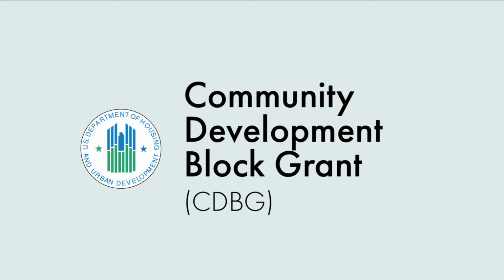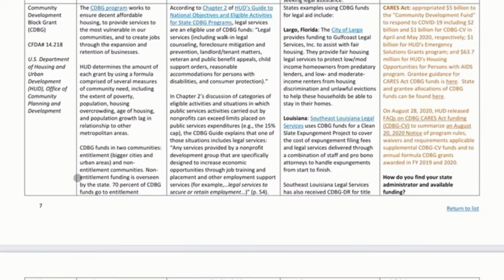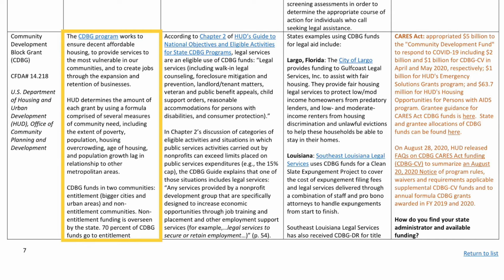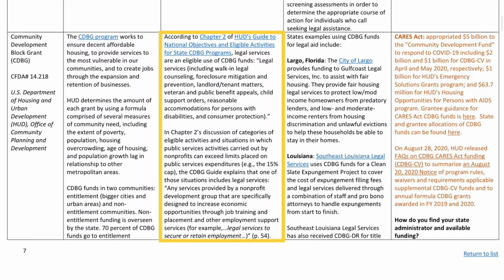Let's look at the Community Development Block Grant, or CDBG. In the second column on the left, you'll find a description of the grant program, the populations it serves, and grant match requirements when applicable. The third column highlights grant guideline language regarding the allowable use of funds for legal services and examples of how those funds might be used to support legal aid.